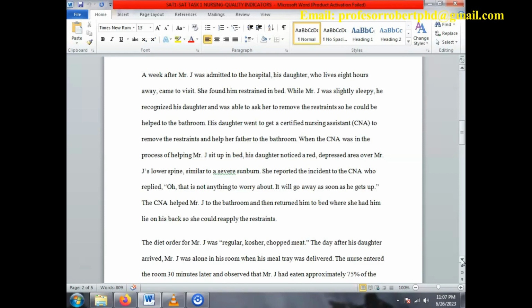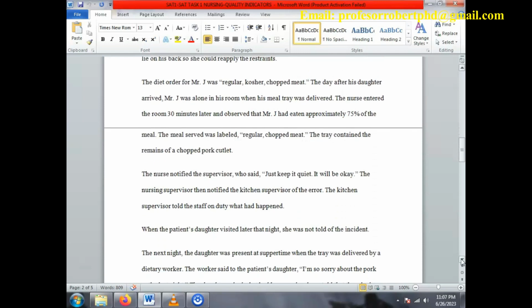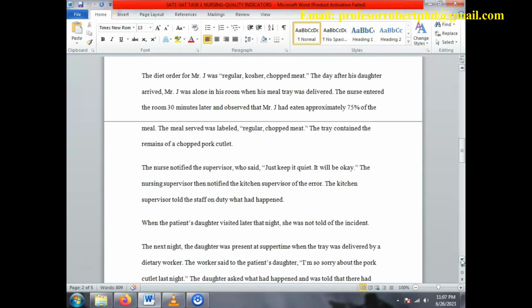The diet order for Mr. J was regular, kosher, chopped meat. The day after his daughter arrived, Mr. J was alone in his room when his meal tray was delivered. The nurse entered the room 30 minutes later, and observed that Mr. J had eaten approximately 75% of the meal. The meal served was labeled, regular chopped meat. The tray contained the remains of a chopped pork cutlet.